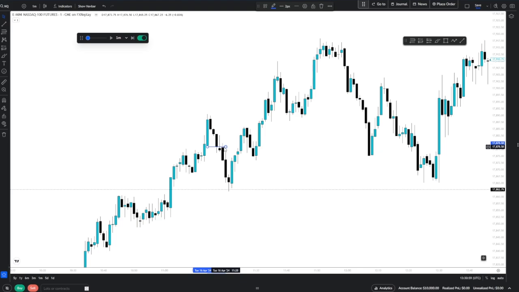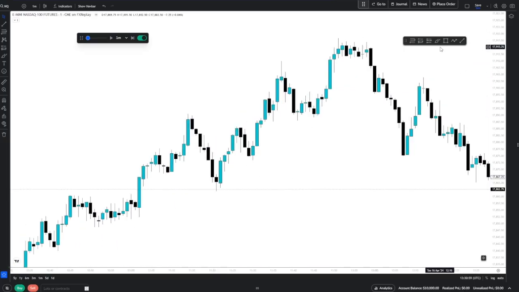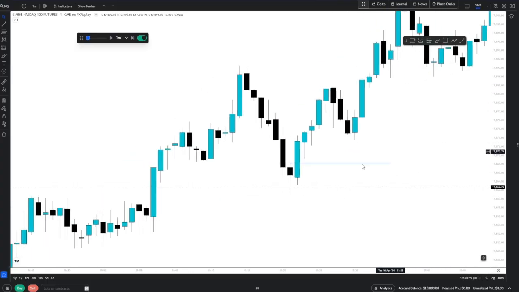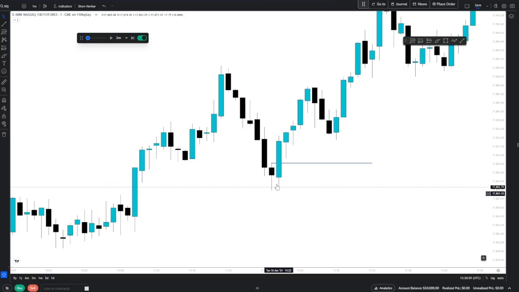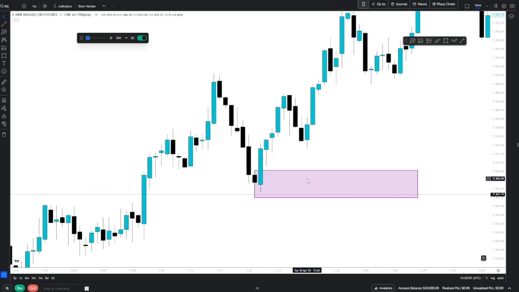How can we use them now? Mitigation versus unmitigation. Mitigation simply means that an order block has been tapped into by a candle that happened after it was formed. So this bullish order block right here, let's zoom in a little bit, this one is an unmitigated order block. What does that mean? It means at some point we expect price to come back here, and we can possibly look for a long entry off of it, depending on structure and everything else, which I highly recommend.